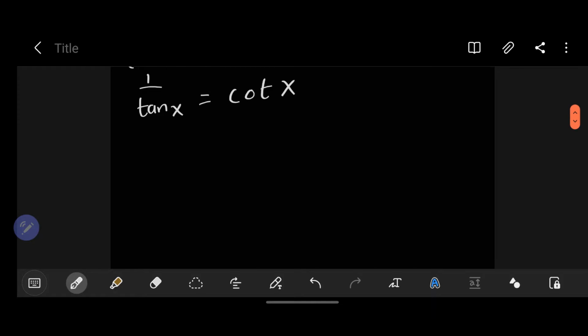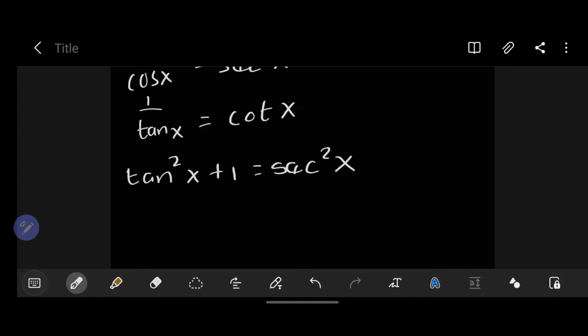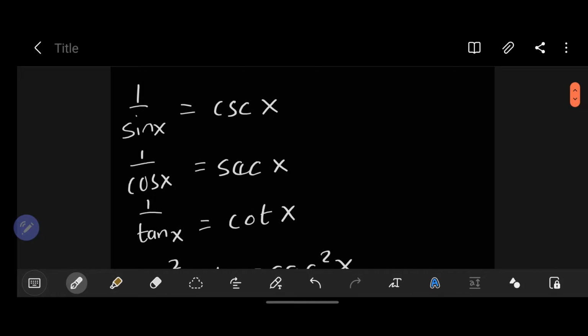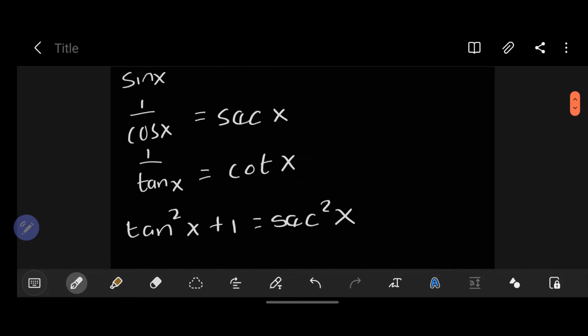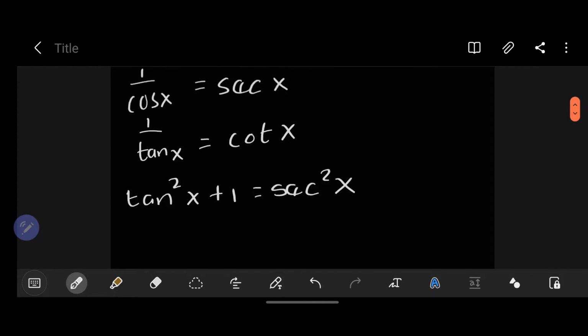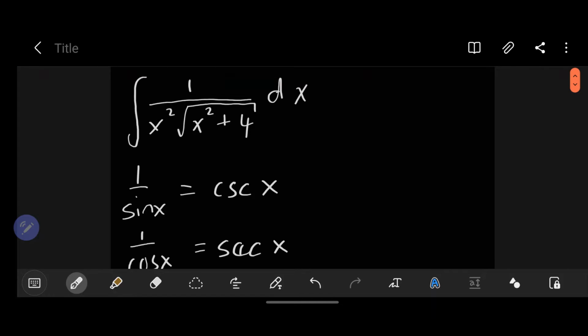Other identities you have to be familiar with is tan squared x plus 1 is equal to secant squared x. So remember these, and then we're going to use them later. But with these, we can solve this question. So first of all, we have to draw a triangle just to visualize what's going on here.